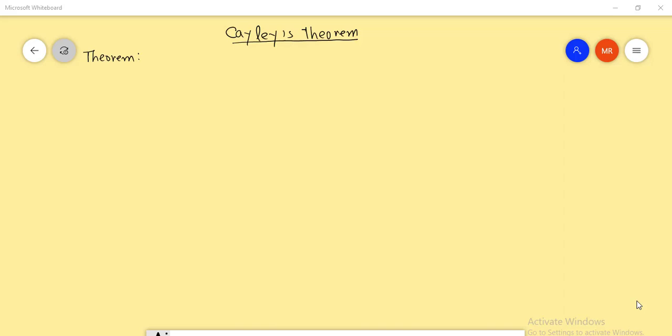Today we are going to discuss one of the most fundamental theorems of group theory, and the name of this theorem is Cayley's Theorem. Here is a statement of the theorem. It states that every group G is isomorphic to a group of permutations.